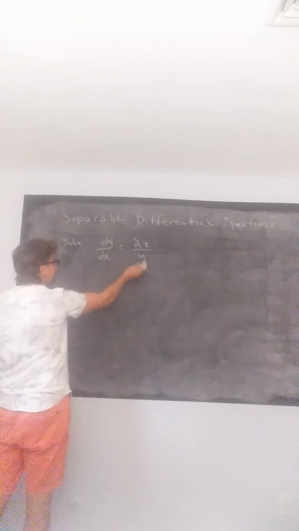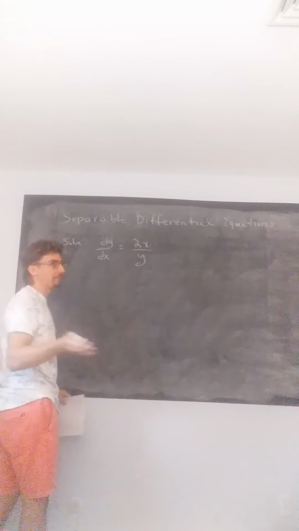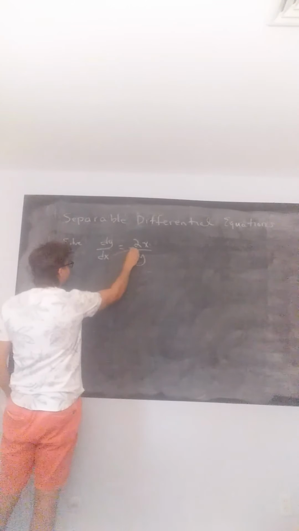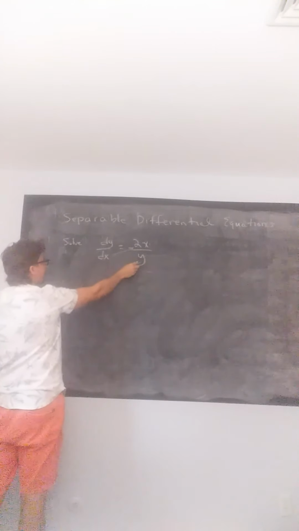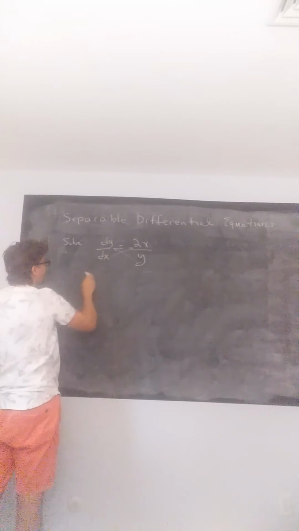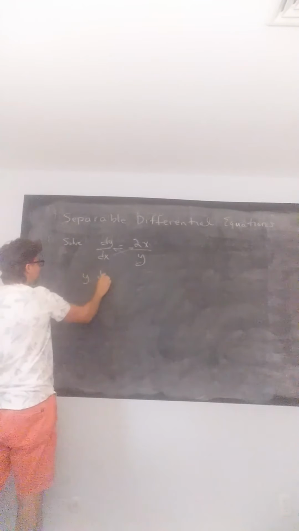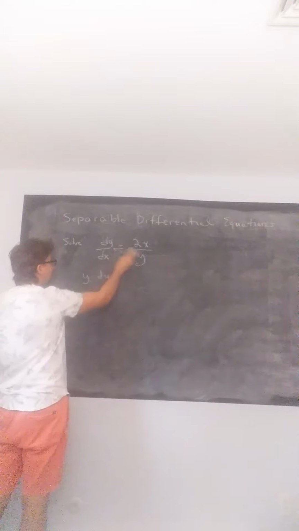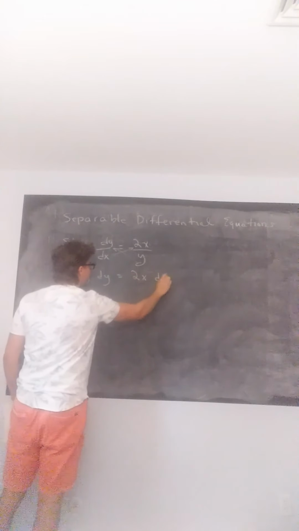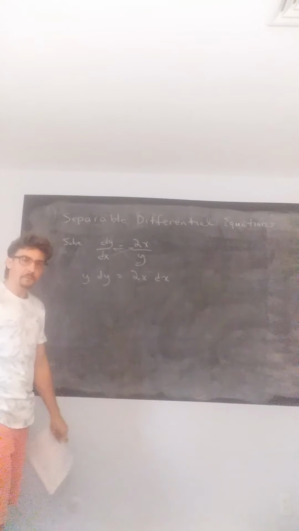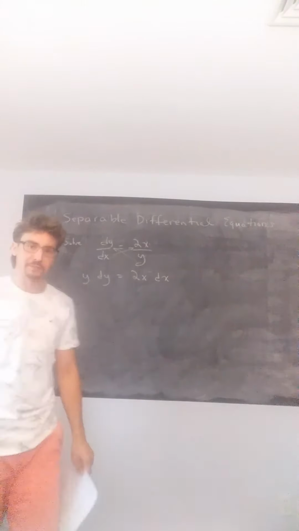What I'm going to do is essentially, in a way, cross multiply, if you want to think of it that way. I'm going to get the dx over to the right, and the y over to the left. So on the left, I'm going to have y dy equals, and on the right, 2x dx. Okay, differential dx. Whenever you see that differential, you should think integration. So what we're going to do next is integrate both sides.